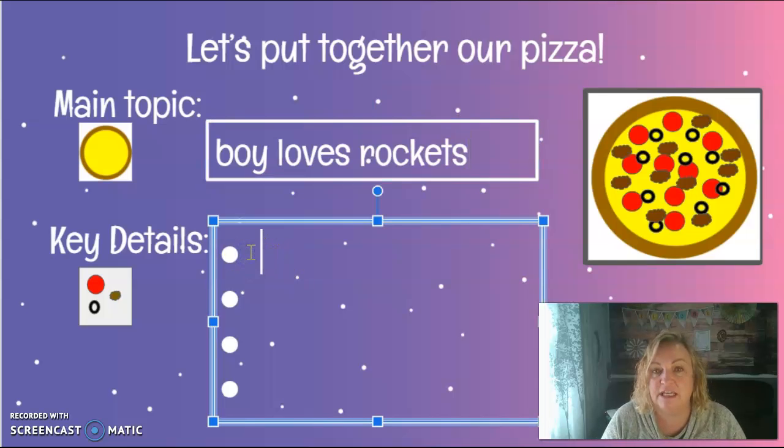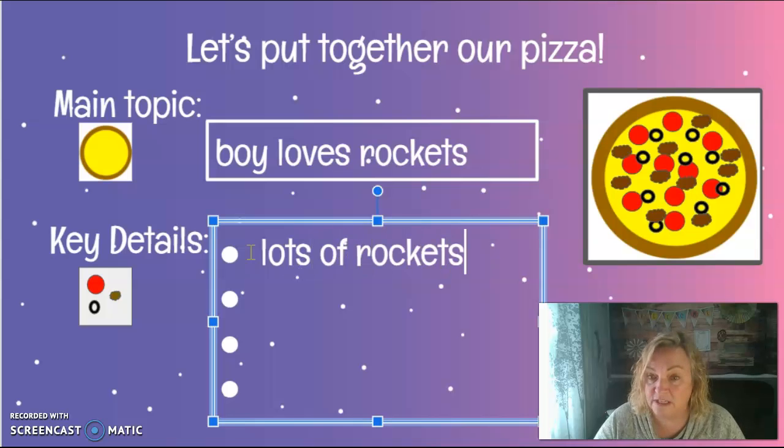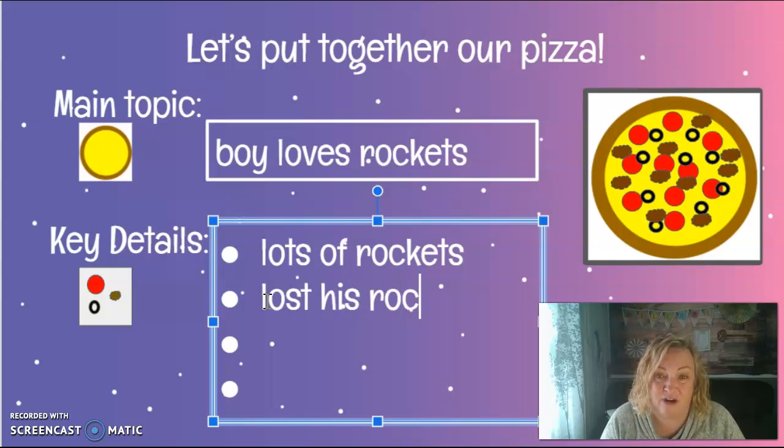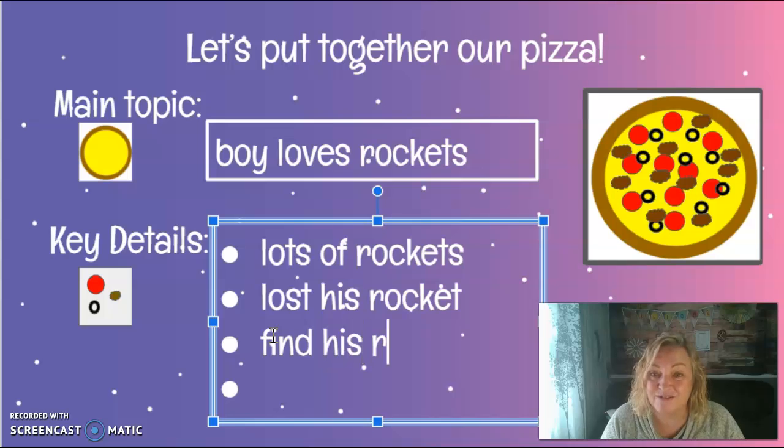Let's see. He had lots of rockets, was one of the key details. What happened to his rocket? Oh yeah, he lost his rocket. Then what happened? His mom helped him find his rocket. And what happened at the end of the story? He was excited.